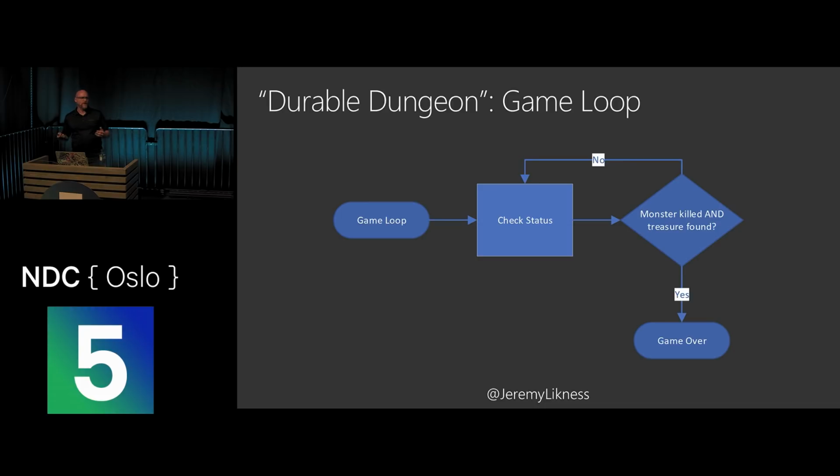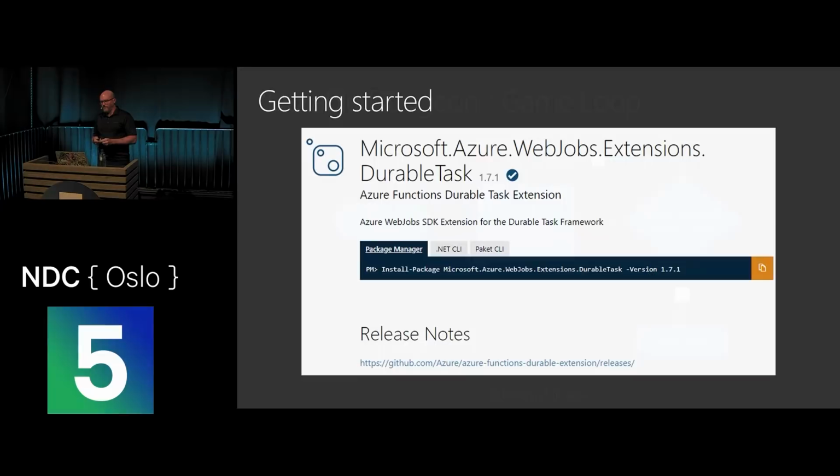And then finally, we have a game loop that is expecting 2 things to happen to win the game: killing the monster and grabbing the treasure. So it's waiting on those 2 events. So to get started, there's an extension.